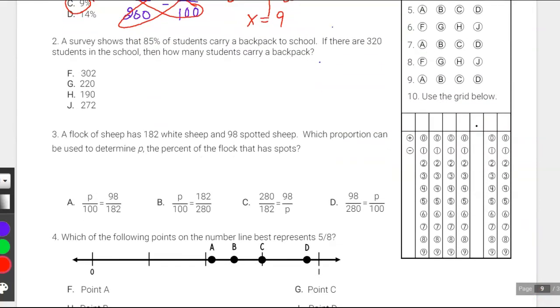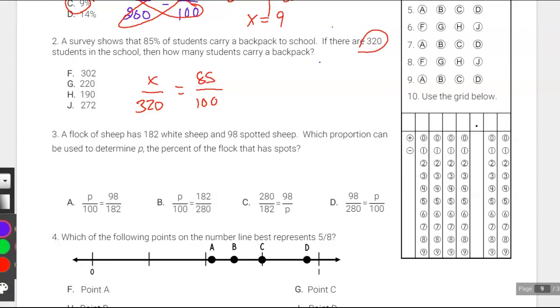Number 2 says a survey shows 85% of students carry a backpack to school. Okay, so they're 85%. I'm going to think about that percent proportion. If there are 320 students, how many carry a backpack? So part over whole equals percent over 100. I've got my percent, which is 85. It always goes with 100. I've got to decide what 320 is, and since there are 320 students in the school, that's all of them. So I'm looking for this.